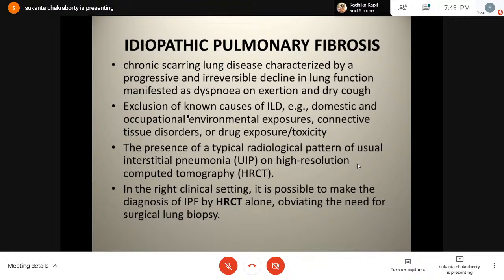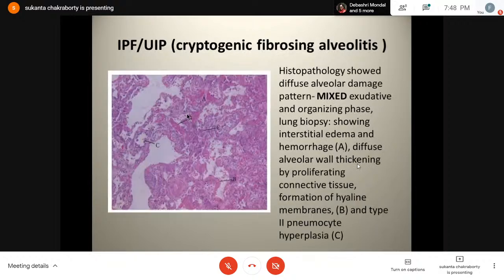When we can exclude these known causes, only then can unknown or idiopathic pulmonary fibrosis be stamped. And the presence of a typical radiological pattern of UIP, or usual interstitial pneumonia, on HRCT is needed to diagnose IPF. And in the right clinical setting, it is possible to make the diagnosis of IPF by HRCT alone, obviating the need for surgical lung biopsy, because lung biopsy is not at all easy to diagnose from a small tissue bit, and it is actually impossible to diagnose the specific subtype of ILD by histopathology of a small lung bit alone without inputs from the clinician, the bronchoscopy, HRCT, etc.